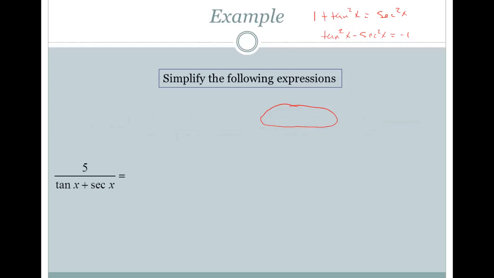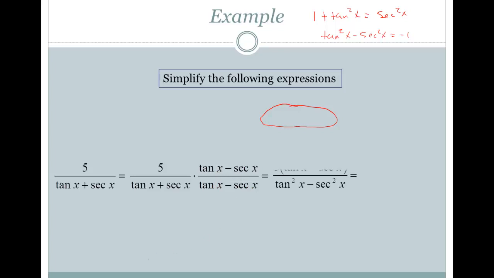5 over tan x plus secant x. If we look here, we're going to use it. We want to use this idea again. So if I multiply top and bottom by tan x minus secant x, what I'm going to get on the bottom is again a tan squared minus secant squared. We just did that out. So this bottom term right here is going to be negative 1. So if I can simplify that, negative 1, and then I can bring that negative up, this whole denominator goes away. So this negative 5 tan x minus secant x.